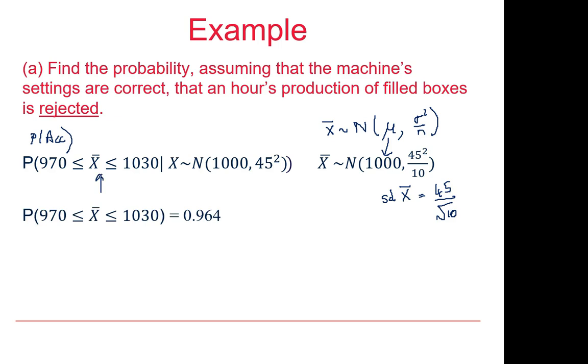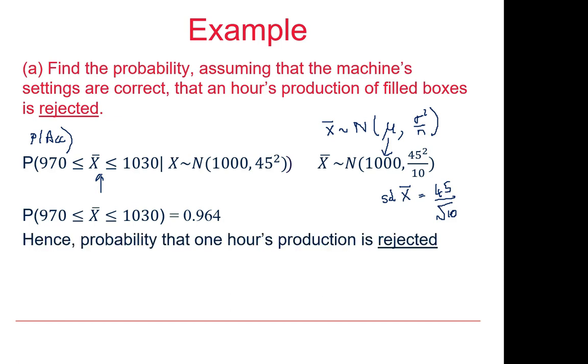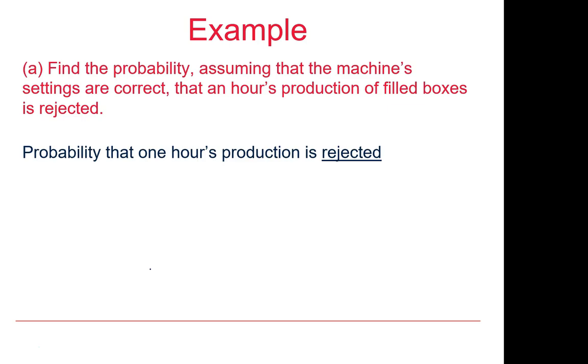So working that out directly from the calculator, and check you're okay with that, you should get 0.964, and so the probability that an hour's production is rejected is simply 1 minus that probability of acceptance, and that should give you 0.036. So we've worked that out.